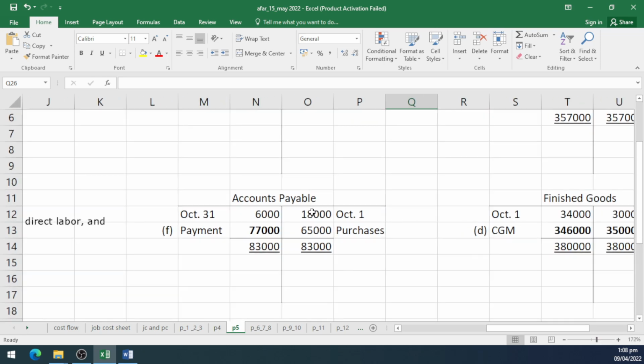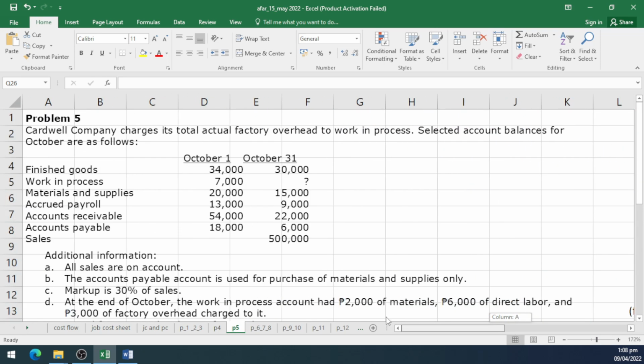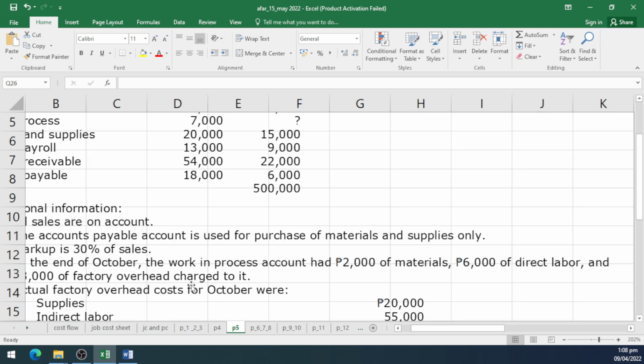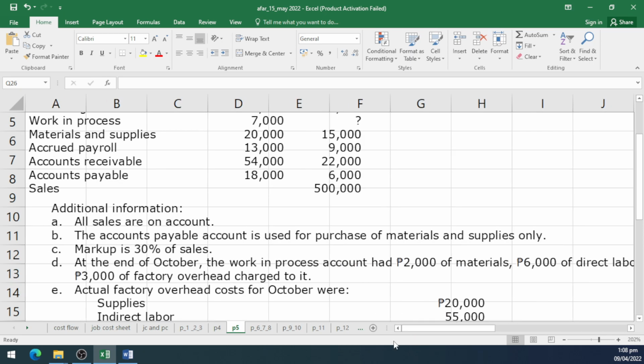Next, another reconstruction ng account. Etong problem number 5, using T account. So, this is a T account analysis. And we will relate the following accounts. Kung paano i-determine po yan. Okay, so, ito po yung balances, October 1 and October 31. Sa work in process, October 31, ito po, letter D, information letter D. Kikita nyo sa information letter D. Dito po.